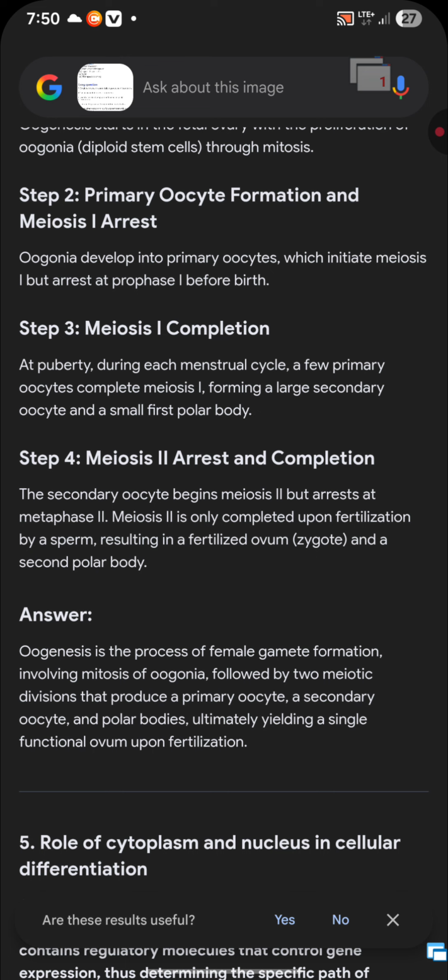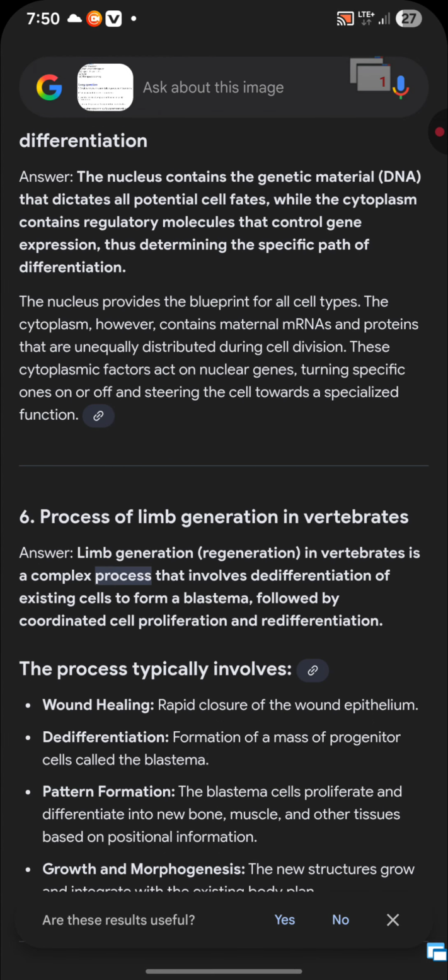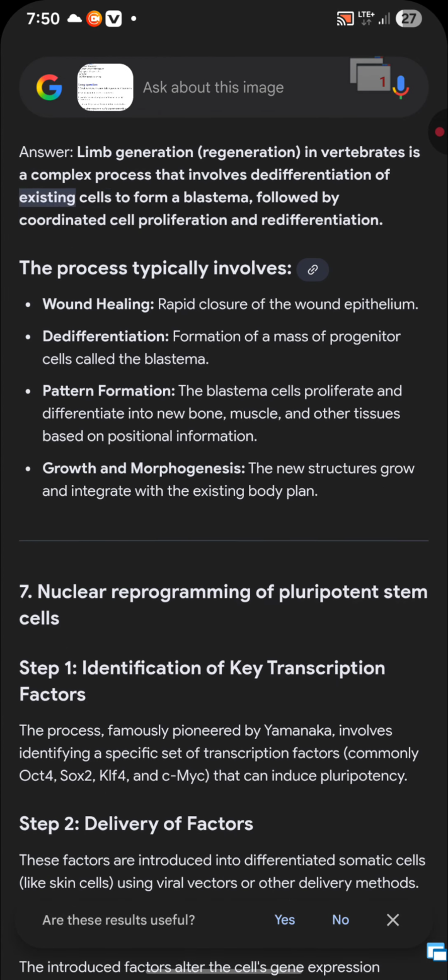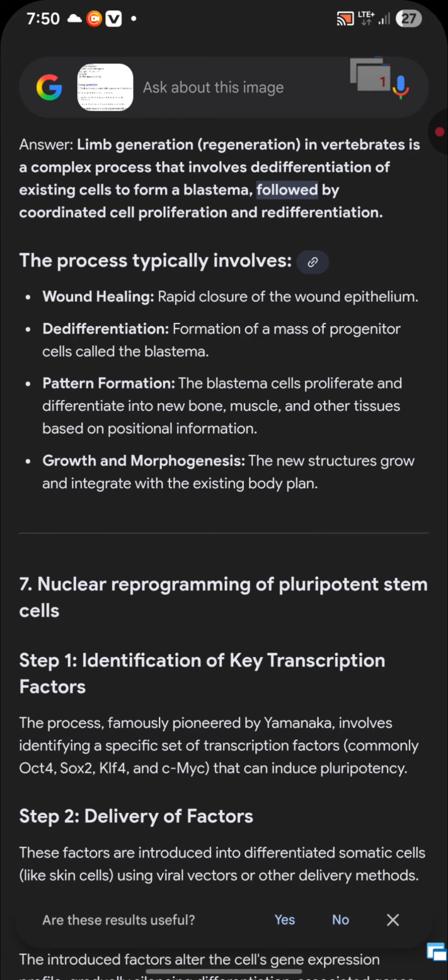function. 6. Process of limb generation in vertebrates. Answer. Limb generation, regeneration, in vertebrates is a complex process that involves dedifferentiation of existing cells to form a blastema, followed by coordinated cell proliferation and redifferentiation. The process typically involves 1. Wound healing, rapid closure of the wound epithelium.